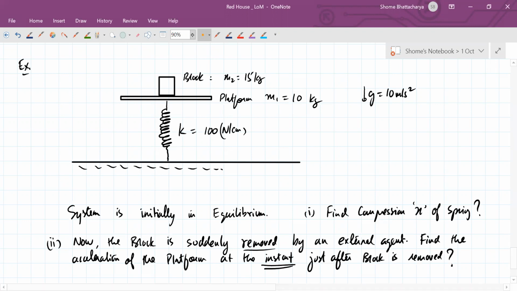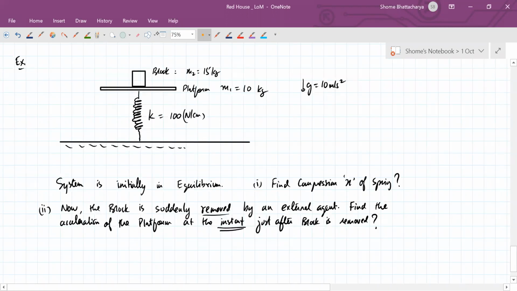You'll realize instinctively that the moment you remove the block, because that weight is gone, the platform will tend to jump upwards. So it has some instantaneous upward acceleration at the moment when you just remove the block. It jerks up, so you have to find that acceleration.